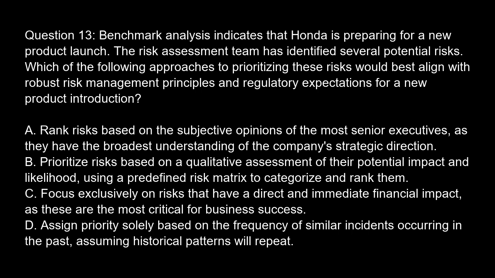Option A. Rank risks based on the subjective opinions of the most senior executives, as they have the broadest understanding of the company's strategic direction. Option B. Prioritize risks based on a qualitative assessment of their potential impact and likelihood, using a predefined risk matrix to categorize and rank them. Option C. Focus exclusively on risks that have a direct and immediate financial impact, as these are the most critical for business success. Option D. Assign priority solely based on the frequency of similar incidents occurring in the past, assuming historical patterns will repeat.